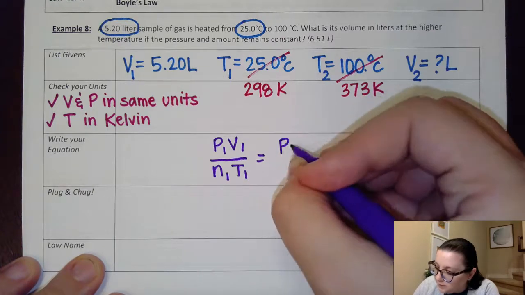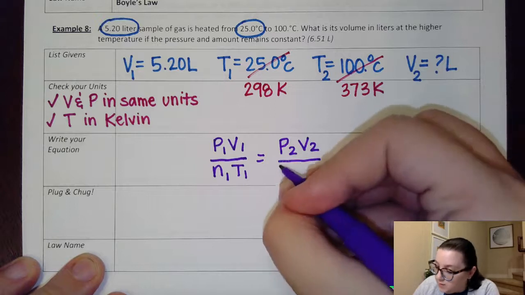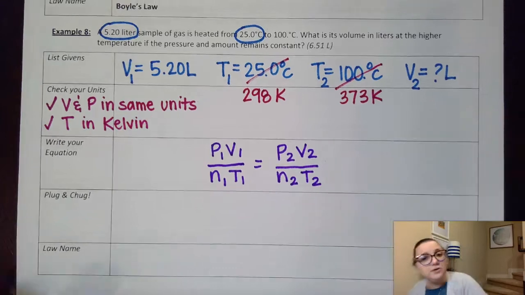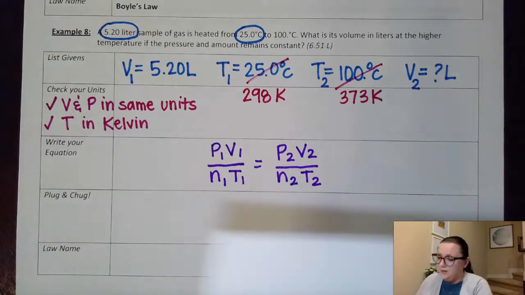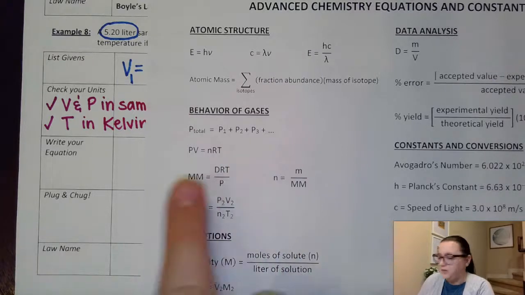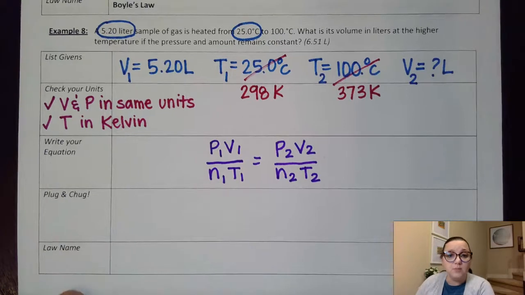And as a reminder, this is on your formula chart. So if you have a moment in the middle of a quiz or a test where you're like, oh, I don't remember that formula, good news, it is in our behavior of gases section. So you can see it right there. There's our combined formula.